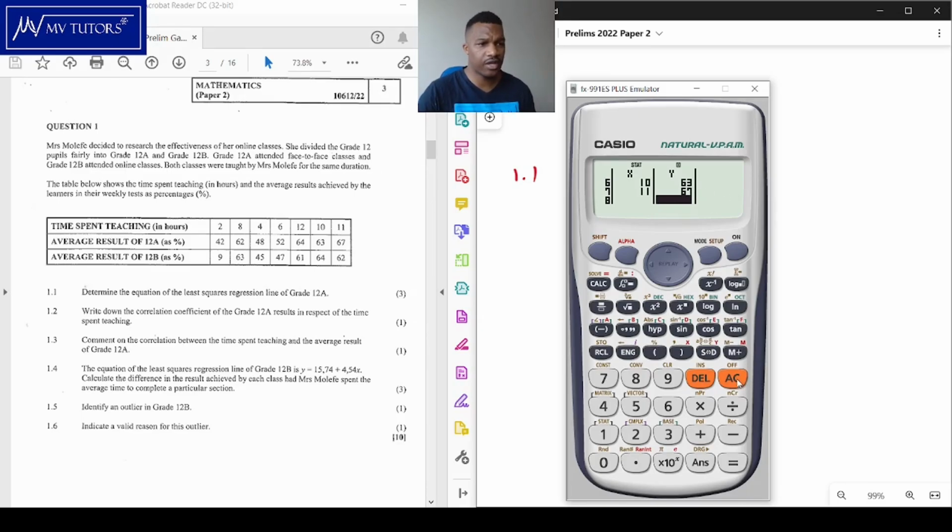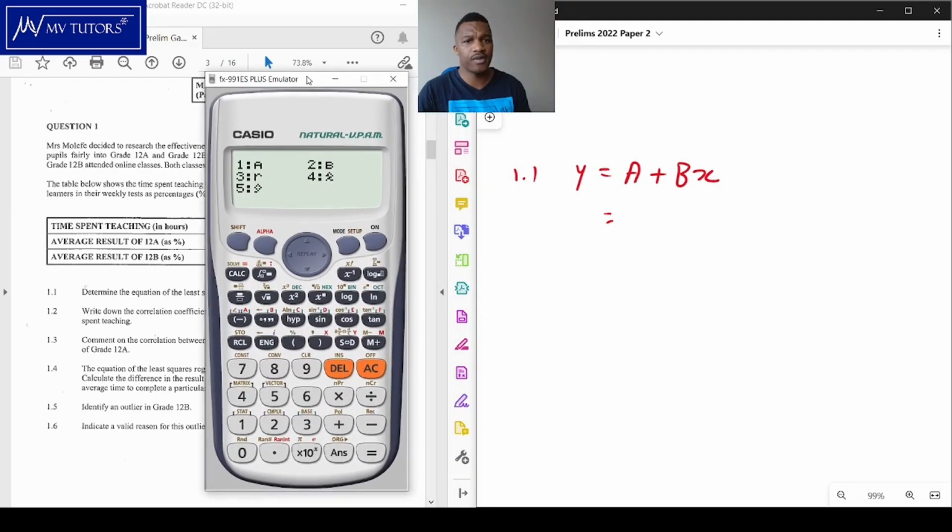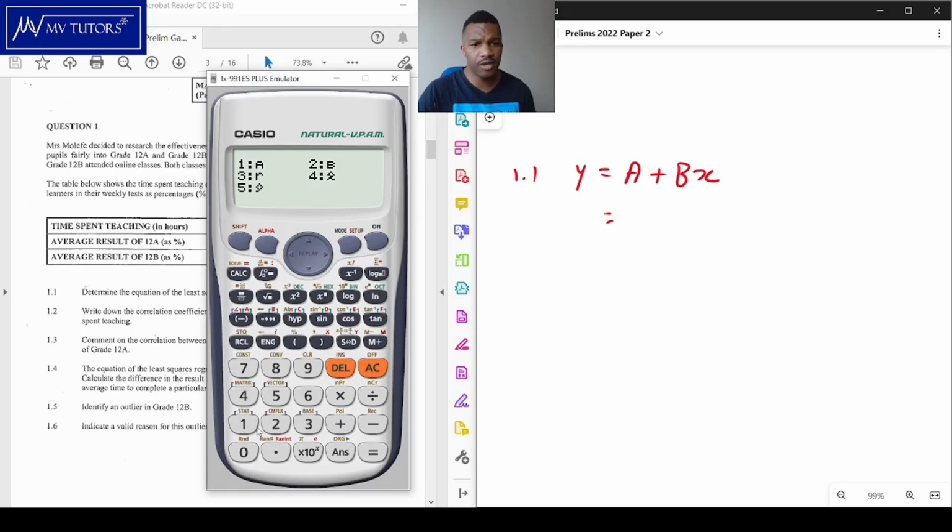Cool. Then I can go AC, and what I want to do now is go shift and look for stat, which is number 1 right over here. Now since we're dealing with regression lines, we'll go for number 5, which is regression. So we'll press 5, and then we'll start with A. A here was number 1, so we'll press 1 and then equals, and we get 38.26. I'll leave it in 2 decimals.